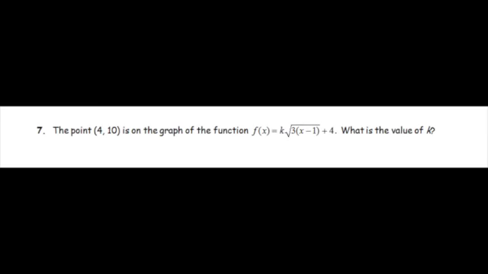The point (4, 10) is on the graph of the function f of x equals k times the square root of 3x minus 1, plus 4. What is the value of k?